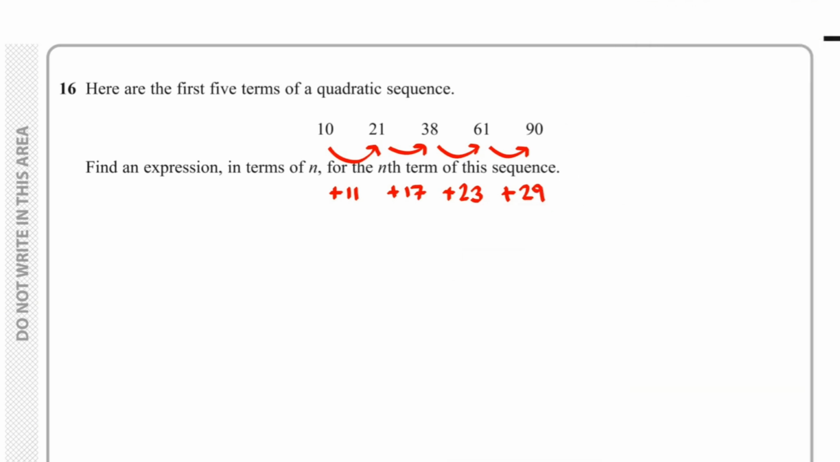And what we do at this point is we find the difference between each of these, which is positive 6. And so to find the coefficient of n squared, what we need to do is take this 6 and then divide it by 2, which gets us 3. And so therefore, the coefficient of n squared is 3.